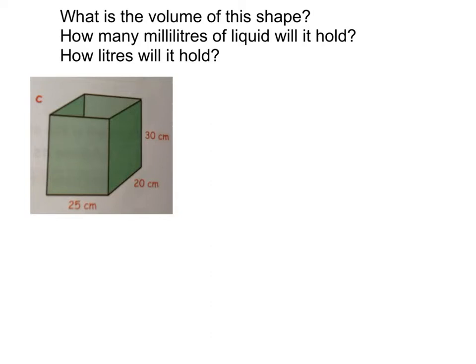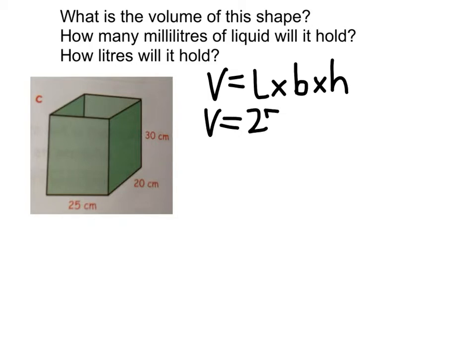So let's work out the volume of this shape. So the shape's a cuboid, and that means that its formula, which will be my first line of working, is V is equal to length times breadth times height. Second line, I'm going to substitute in the numbers.